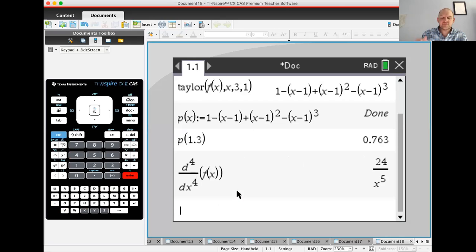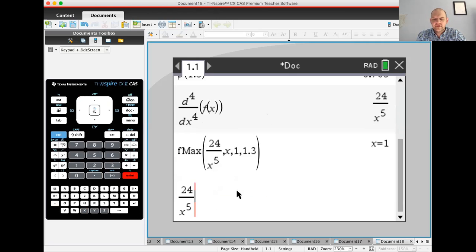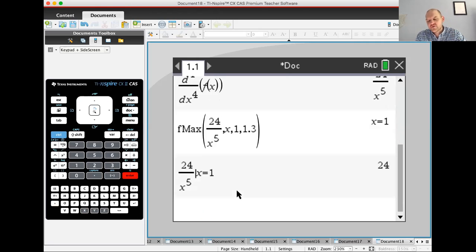So the same argument as last time: 24 over x to the 5th is a decreasing function, certainly on the interval that we're interested in, from 1 to 1.3, which means its maximum is definitely at the left endpoint. So the maximum is definitely 24. Another option, searching on the interval from 1 to 1.3, which I almost never use, is f max of the answer x, and it takes these arguments. This tells you the x value where it happens. So it happens at 1, then you go back here and say x equals 1, 24. Why does it tell you the x value when it's called function max? I don't know, but it does.